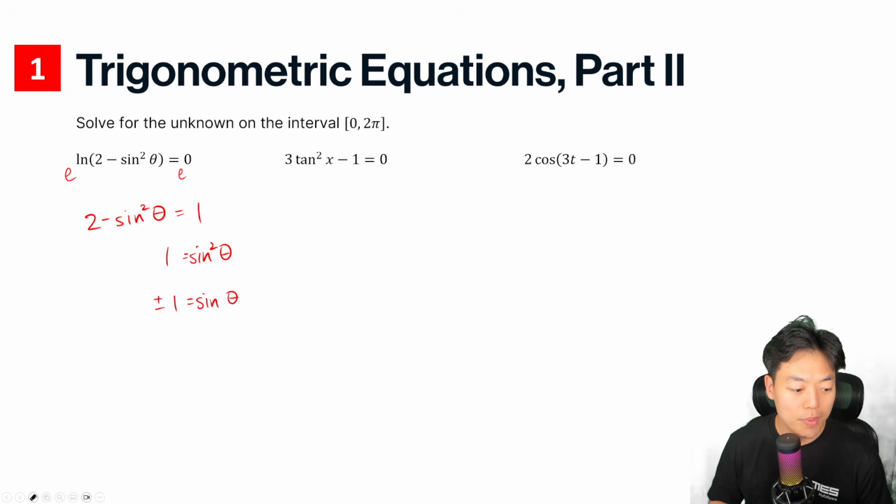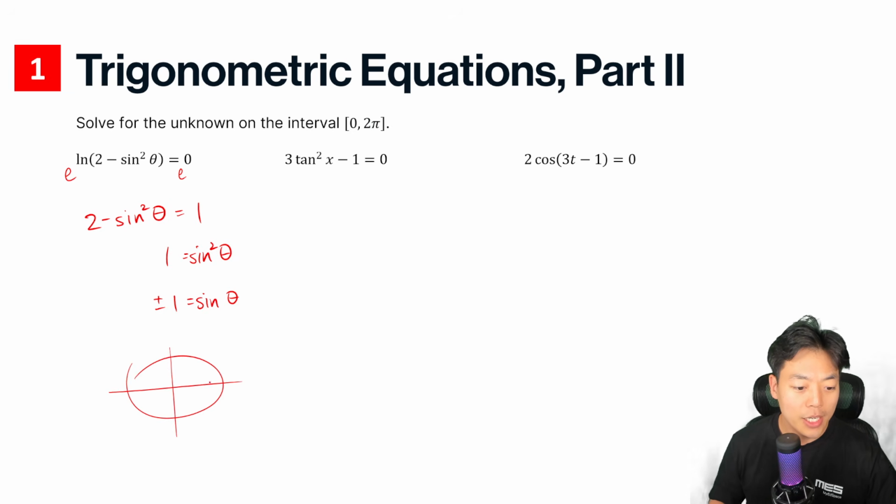So then I'm wondering, where does this sine function give us positive or negative 1 on the unit circle? Because we're given the interval 0 to 2 pi, let's draw it out really quick. Here's a unit circle. Sine of theta is equal to 1 and negative 1 right here and right here, because sine relates to the y coordinate. So that's at pi over 2 and 3 pi over 2. That's it. Let's try the next one.